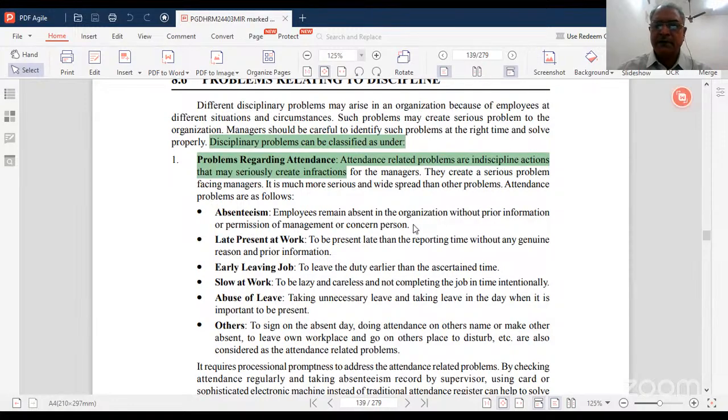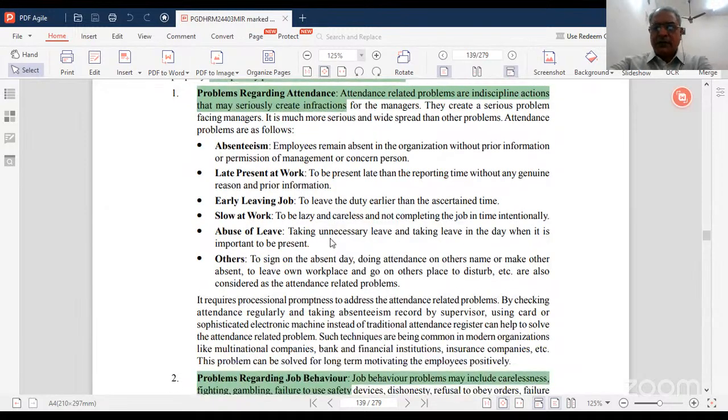Attendance-related problems are indisciplined actions that may seriously create infractions for the managers. Employees will often become absent. That is one. An employee remains absent from the organization without prior information or permission from the management of the company. He will just skip the job, that's all. Then automatically not only he, but management and the production system will all be badly influenced. And arriving late at work. If an employee does not have total dedication to the work environment, then he will arrive late to work. So he will always delay in attending to the job.